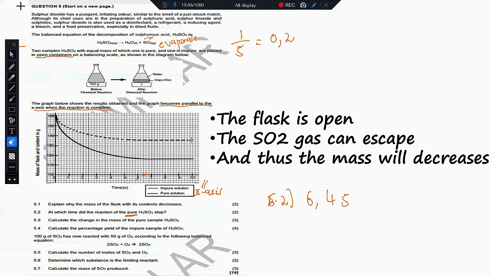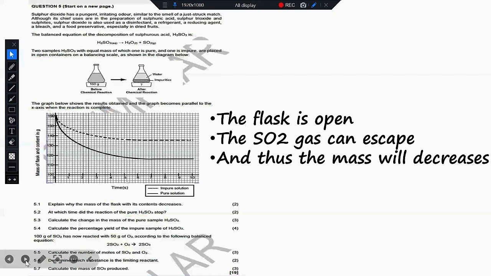And then let's now look at 5.3. So what is it that we have now?